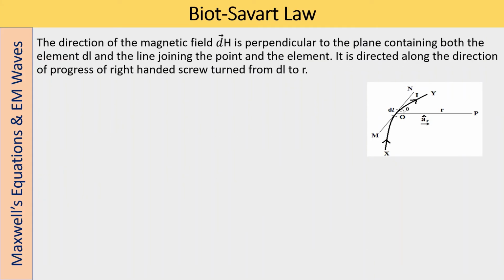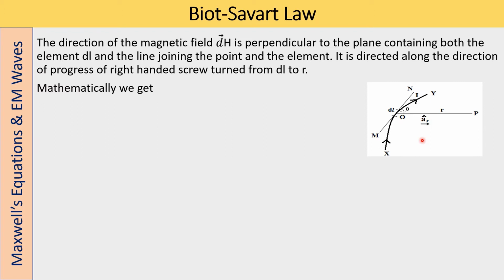Now what is the direction of the magnetic field dH? The direction of the magnetic field dH is perpendicular to the plane containing both the element dl and the line joining the point to the element, that is r. So it is perpendicular to both dl and r, and it is directed along the direction of progress of a right-handed screw turned from dl to r. That is the direction of the magnetic field dH.